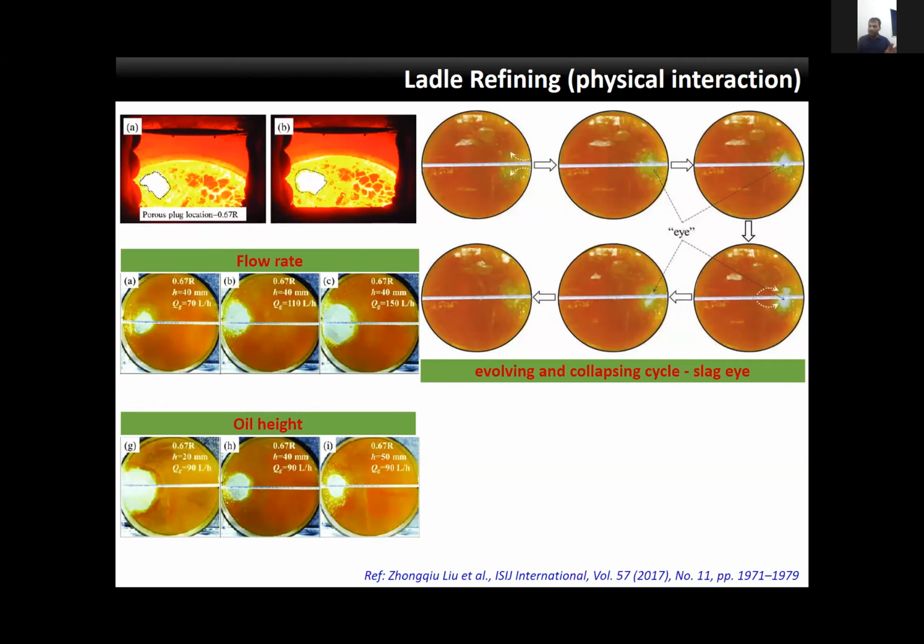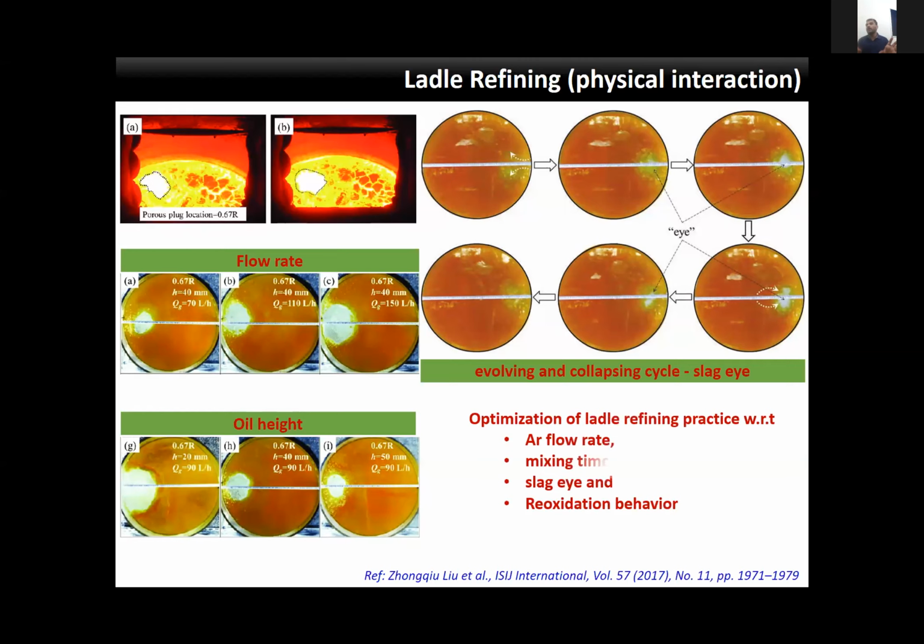Okay, so you can see all the things you can optimize using this physical model technique: flow rate, mixing time, the slag eye, and the reoxidation behavior. All these things are very critical when you talk about ladle furnace operation.